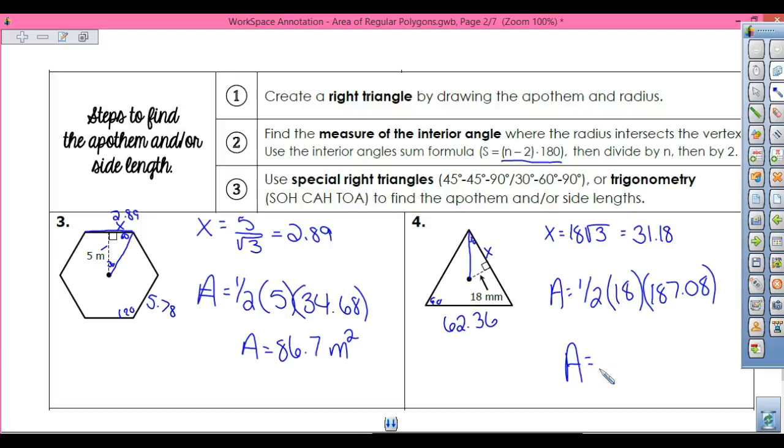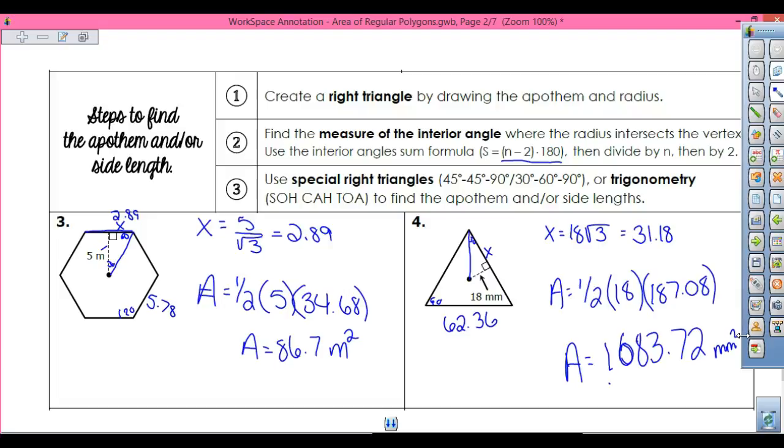So now we can plug that in. Area is 2,000... This makes it so much easier. 1683.72 millimeters squared. So those 30, 60, 90 triangles are coming back to haunt us hardcore right now, aren't they?